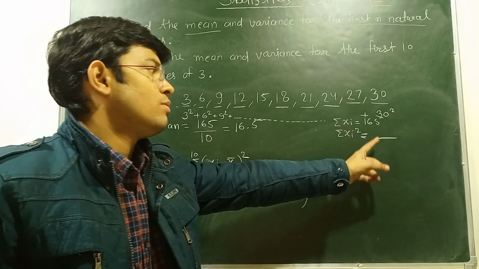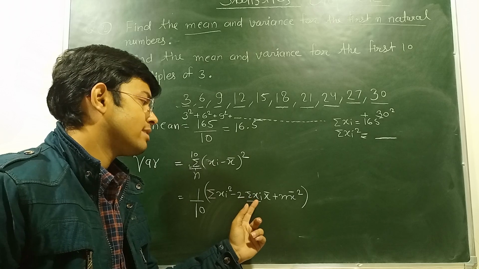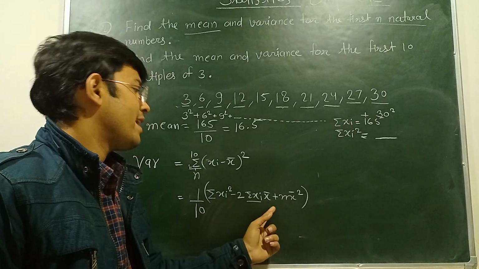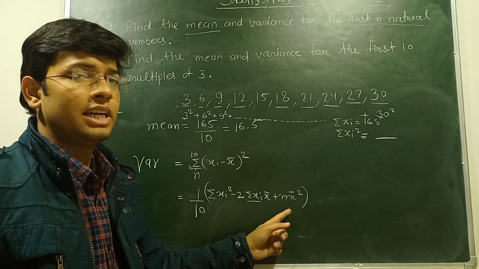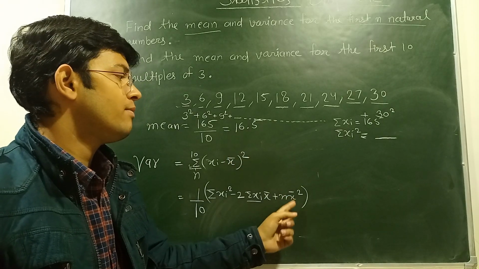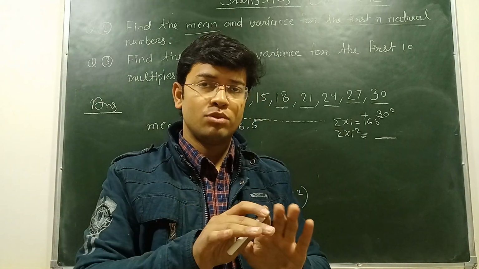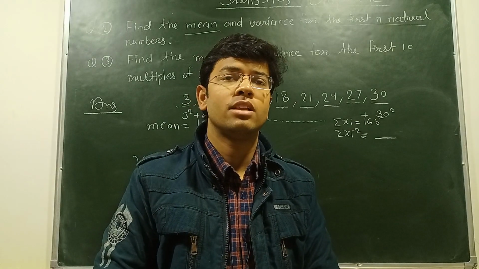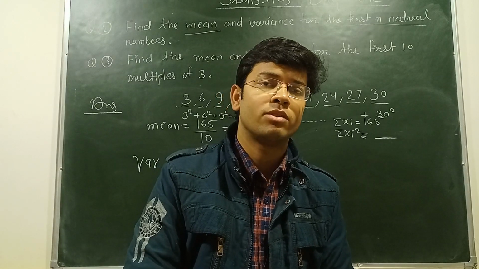So you have to put the value of sigma x square here, minus 2 sigma xi, which is already known, 165, times x bar, which is 16.5, plus n, which is 10, times x bar square, 16.5 square. Now after putting the values you have to calculate the final variance, and after calculating the variance you will know the answer of question 3.